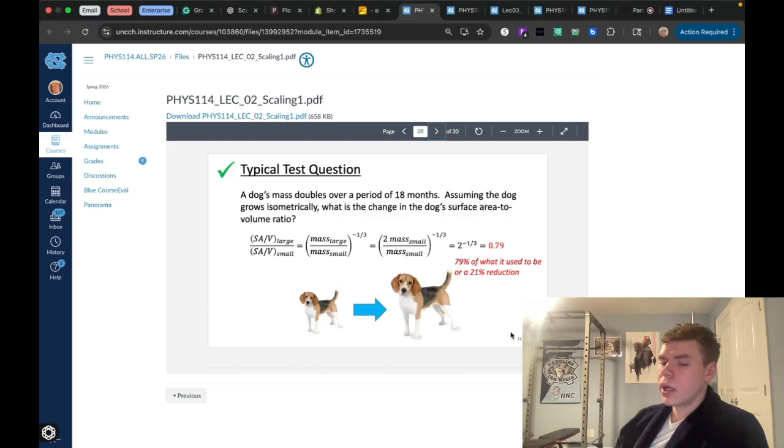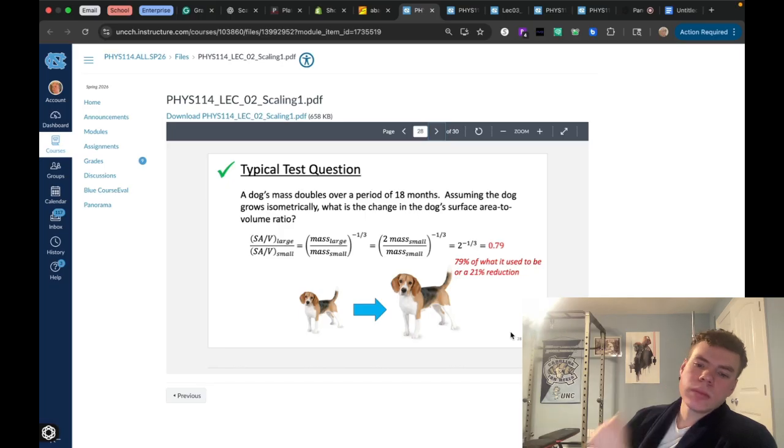Oh, because the volume is growing at a rate of cubed, and the surface area is growing at a rate of squared, right? So obviously the volume is getting bigger, and the surface area is getting bigger, but at a slower rate. So the ratio is changing. So you're literally just plugging 2 to the negative one third into a calculator, and you're saying the ratio is 0.79.